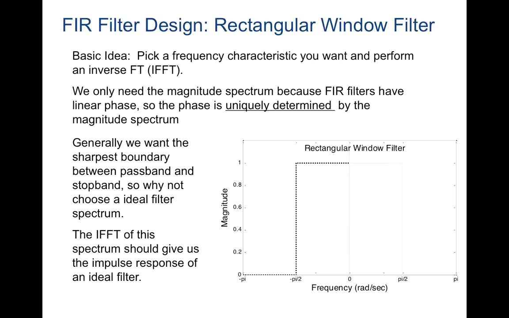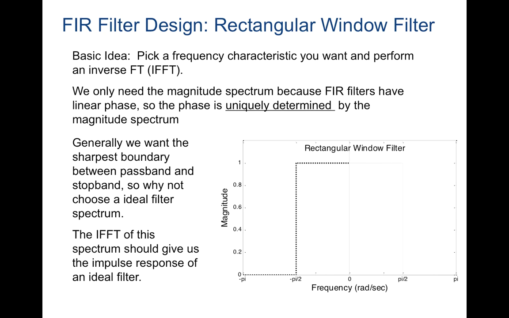Okay, so let's talk a little bit about filter design. And we're going to talk about finite impulse response filter design. The basic idea here is that you want to pick a frequency characteristic that you want, and you perform an inverse Fourier transform. Why? Because remember, filtering is applied in the time domain.